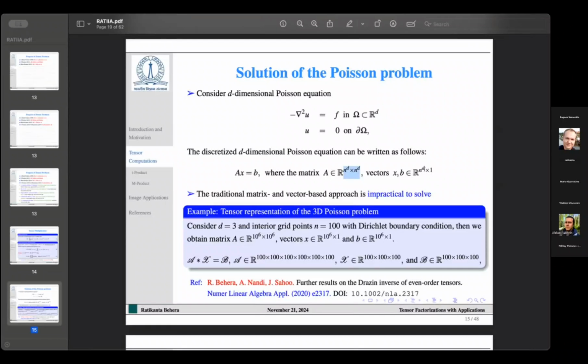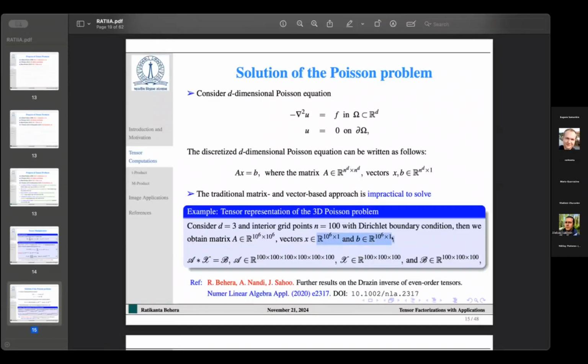Let's consider a particular case. Suppose d equal to 3 and the number of interior points n equal to 100. Even for a very high resolution problem, n of 10 to the power 5 or 6 is required, whereas in this particular case we are considering n equal to 10 to the power 2, or 100. That means only 100 interior grid points with Dirichlet boundary conditions. Then we obtain a matrix of size 10 to the power 6 by 10 to the power 6, as per this n^d cross n^d, and the vector is this.